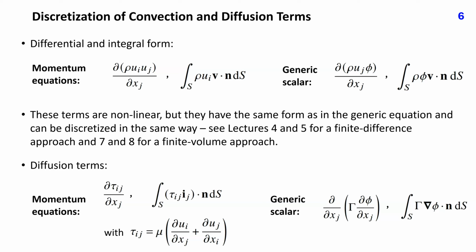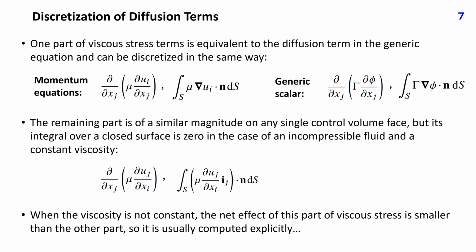The viscous stresses in momentum equations are analogous to the diffusion flux in the generic scalar transport equation. However, because the velocity is a vector quantity, instead of a simple flux vector equal to the product of diffusivity gamma and the gradient of scalar phi, we have in the momentum equation a product of dynamic viscosity and the rate of strain tensor. How these extra terms are treated is described in the next slide. One part of viscous stress terms is equivalent to the diffusion term in the generic transport equation and can be discretized in the same way as shown by these expressions.